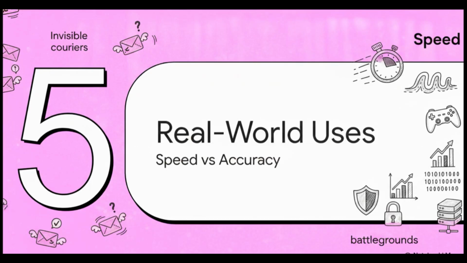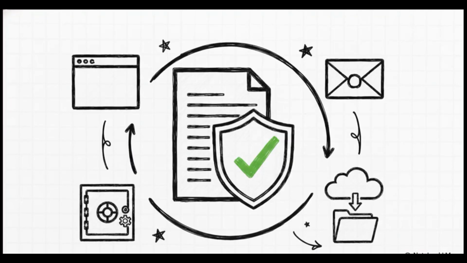And this brilliantly illustrates Section 5, Real-World Battlegrounds, where speed meets accuracy. You see, these aren't just abstract textbook concepts. They actually dictate how our digital tools function every single day. TCP is deployed whenever accuracy is vastly more important than, say, a fraction of a second of speed. We're talking about things like your daily web browsing, sending an email, online banking, cloud storage, and file transfers.